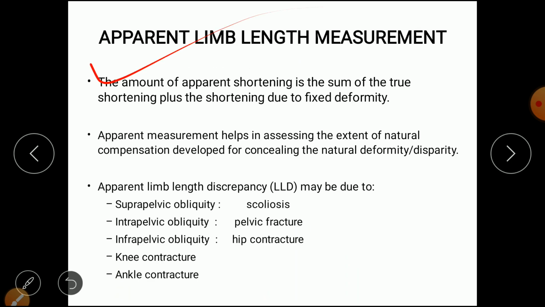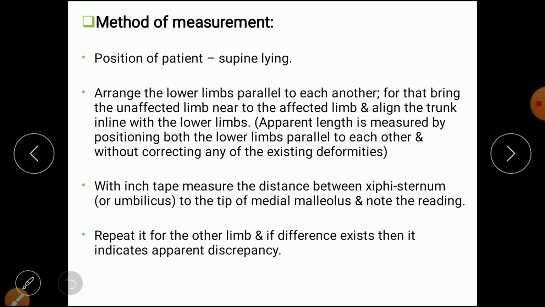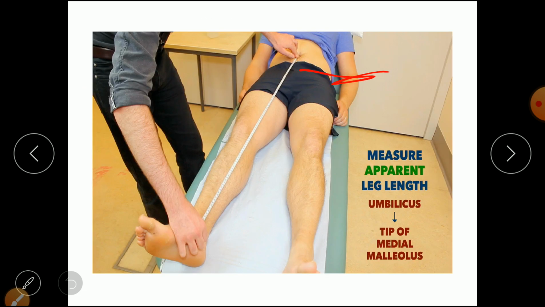Now for the apparent limb length measurement we go from the umbilicus to the medial malleolus tip. So this is the method by which we can measure the apparent limb length.